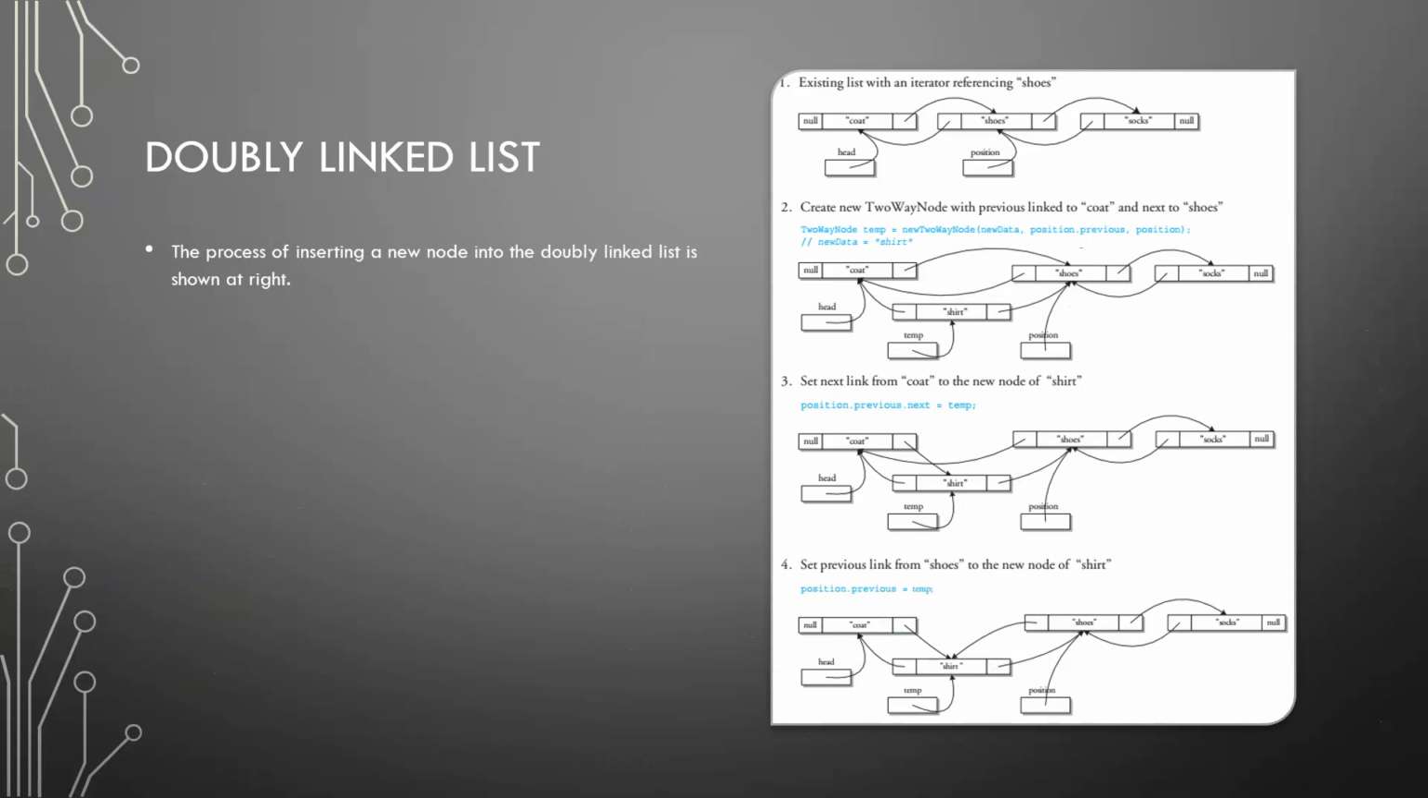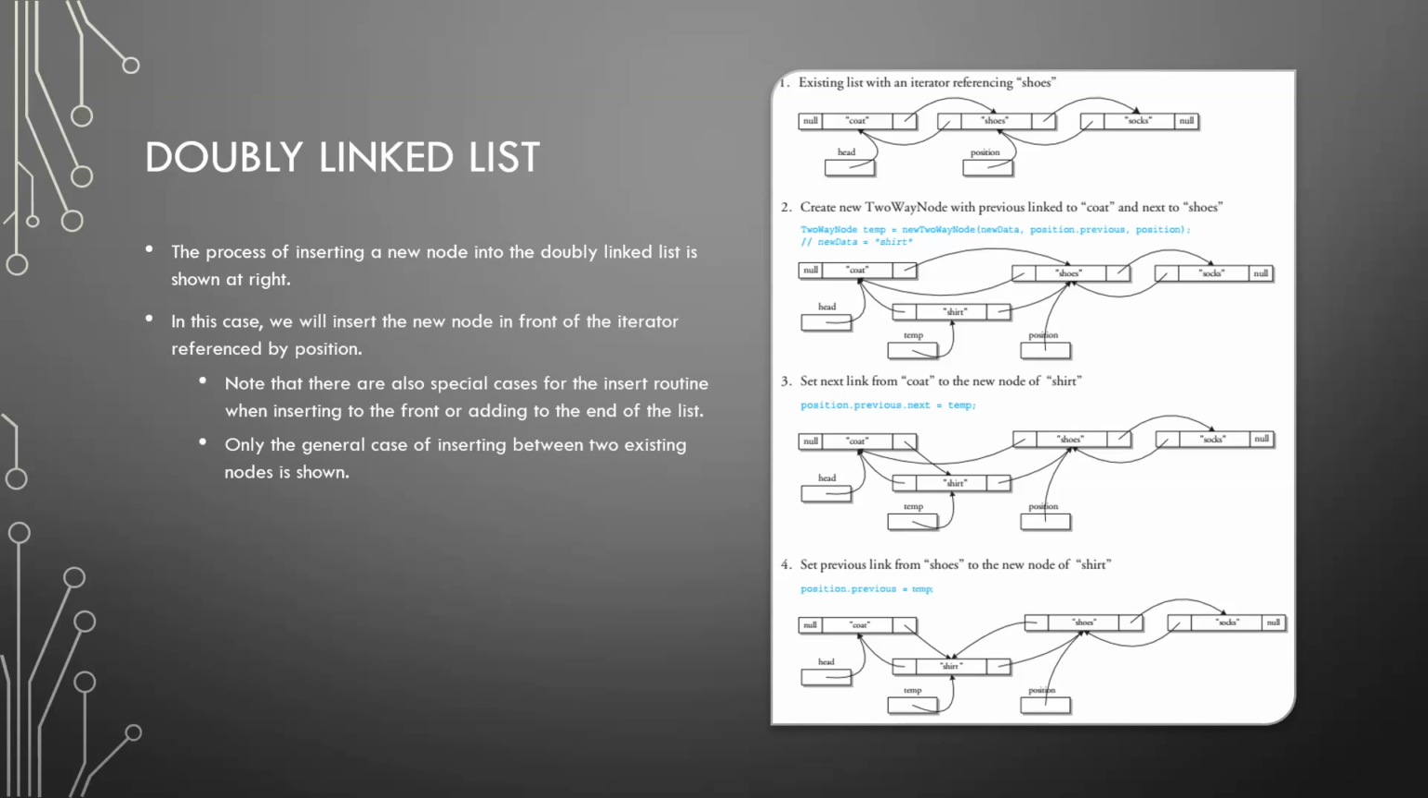All right, now that was deletion, so let's do insertion. In this case, we're going to insert the new node at the front of the iterator, referenced by the position. You'll also note there are special cases for the insert routine when inserting to the front or adding to the end of the list, kind of like we saw with our previous code. Only the general case of inserting between two existing nodes is shown here on our diagram.